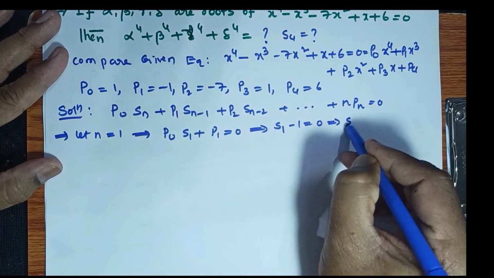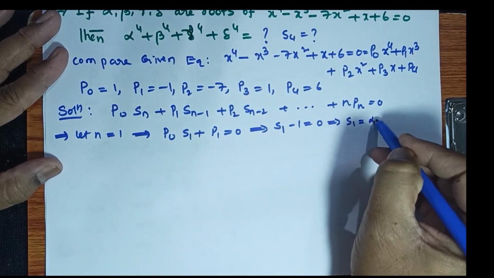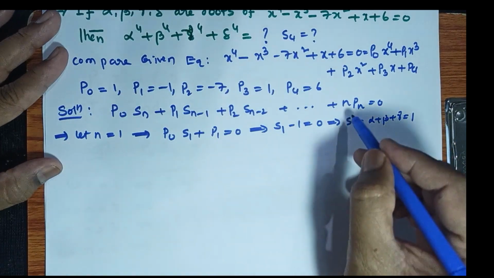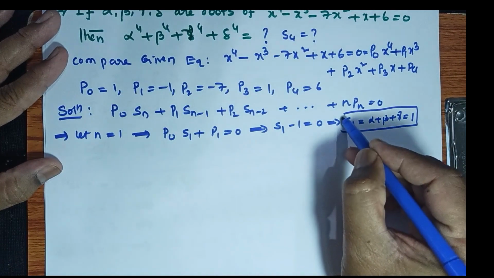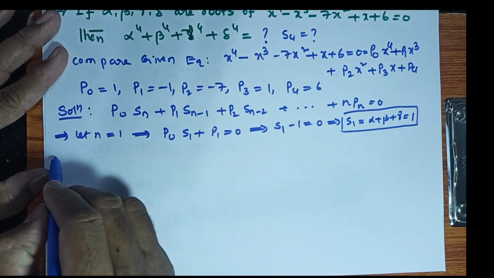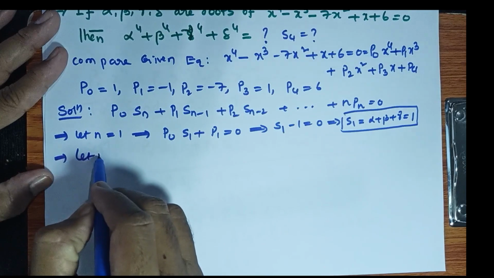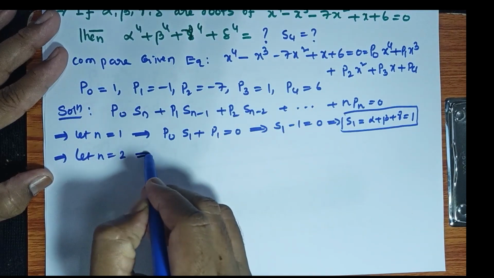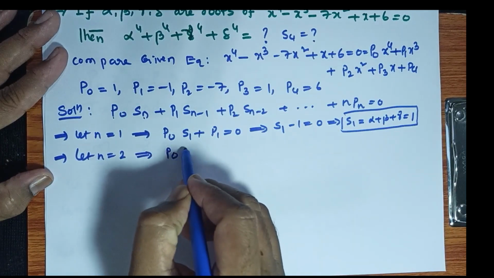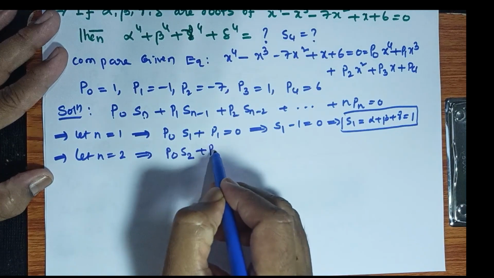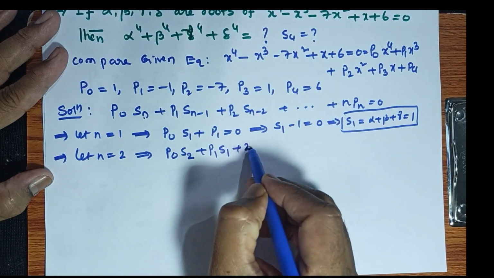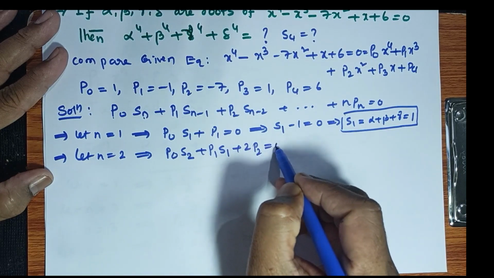So that implies S1 is alpha plus beta plus gamma is equal to 1. So the S1 value we found is alpha plus beta plus gamma is equal to 1. Now let us take n is equal to 2. Substitute here: p0 S2 plus p1 S1 plus 2 into p2 is equal to 0.